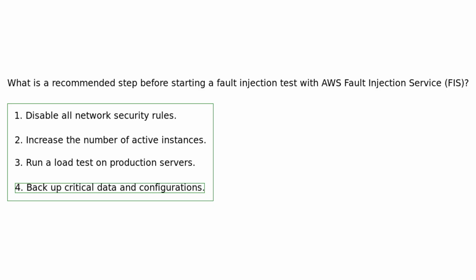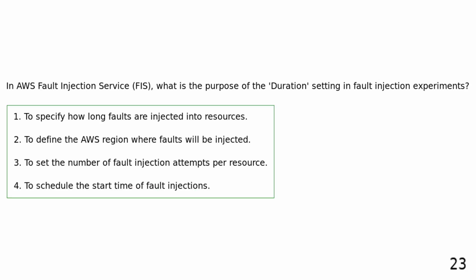Before starting a fault injection test with AWS Fault Injection Service, it's recommended to back up critical data and configurations to mitigate potential risks. In AWS Fault Injection Service, what is the purpose of the duration setting in fault injection experiments? To specify how long faults are injected into resources. To define the AWS region where faults will be injected. To set the number of fault injection attempts per resource. To schedule the start time of fault injections.